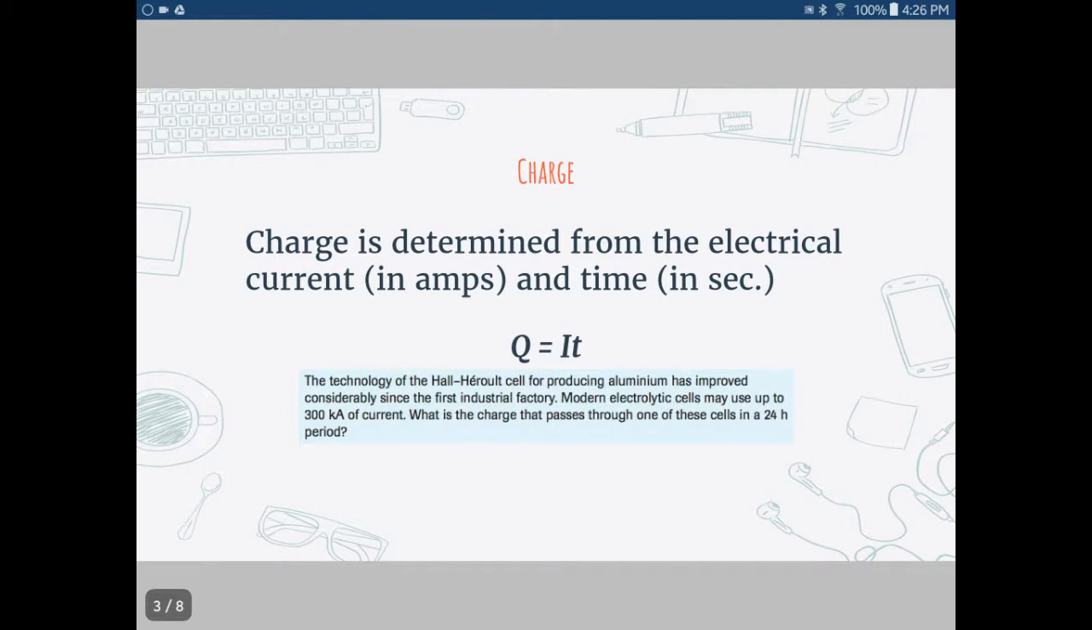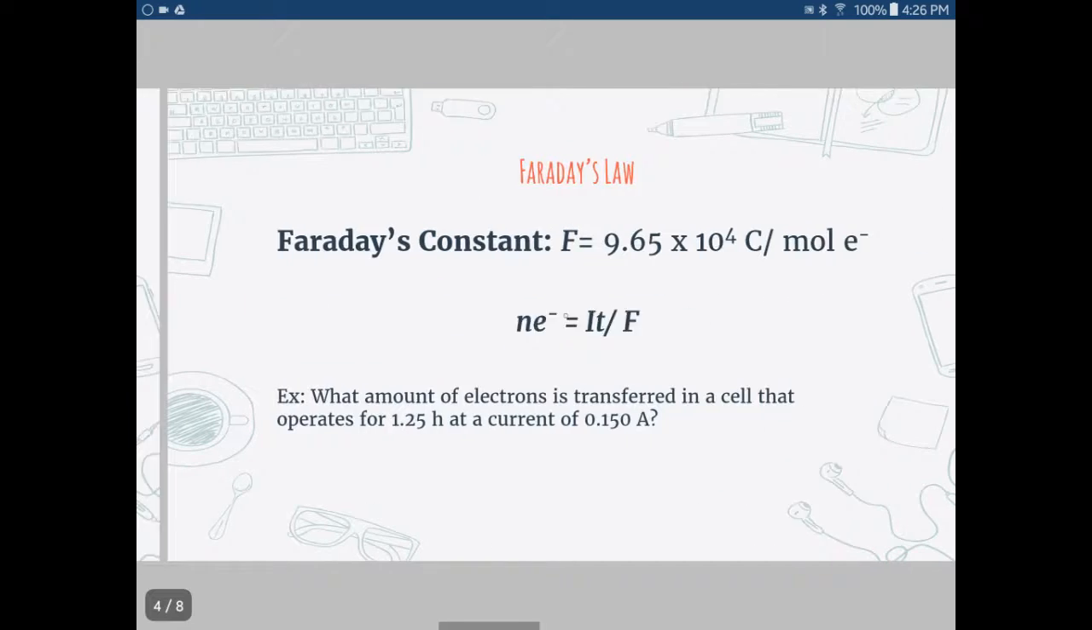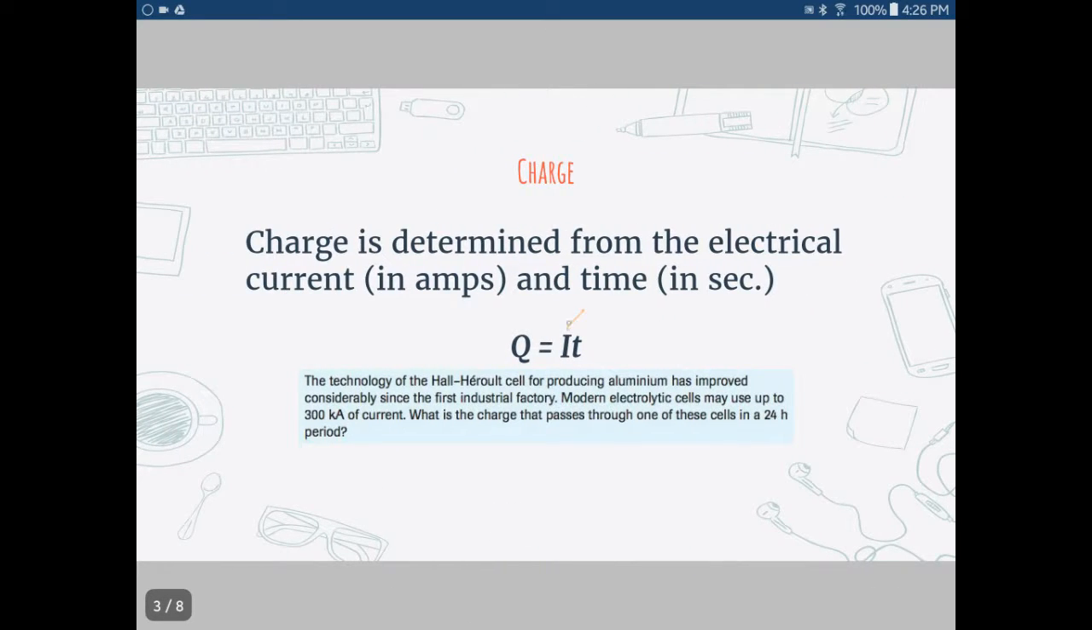Charge is determined from the electrical current, which is I. This is current, and time. And Q, if you remember from our previous lesson, is charge.